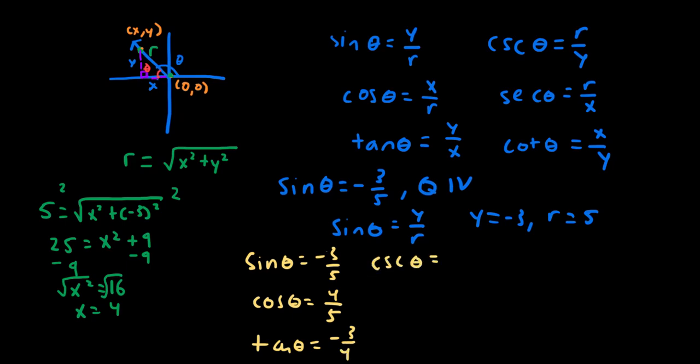Cosecant is just the reciprocal of sine. Secant is just the reciprocal of cosine. And cotangent is just the reciprocal of tangent.